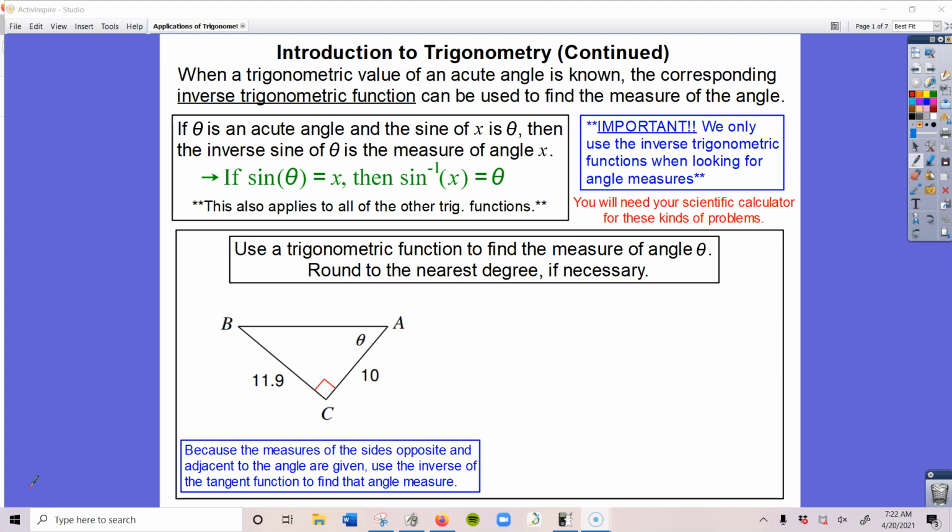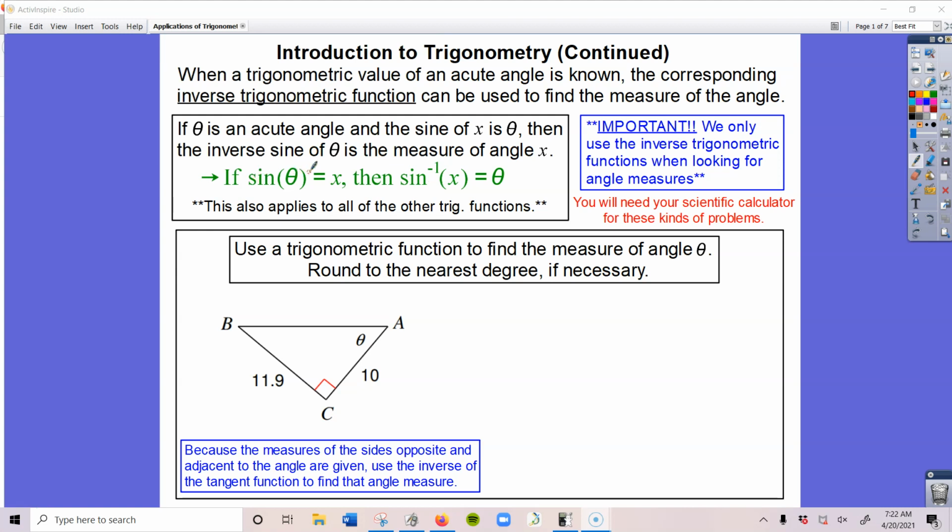Hey guys, today we're going to continue our lesson on trigonometry. First, we're going to look at how to find a missing angle measure, and then we're going to look at various word problems. So first of all, if you are trying to find a missing angle versus a missing side, like we did in the previous lesson, this would be how it would be written.